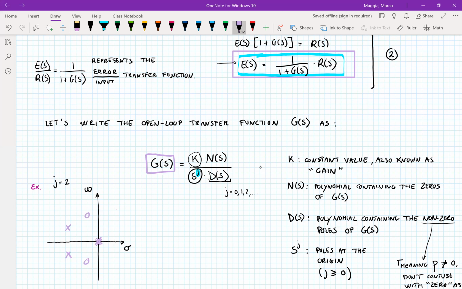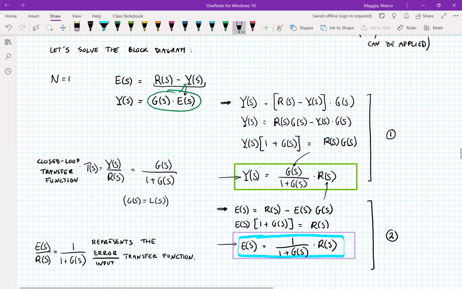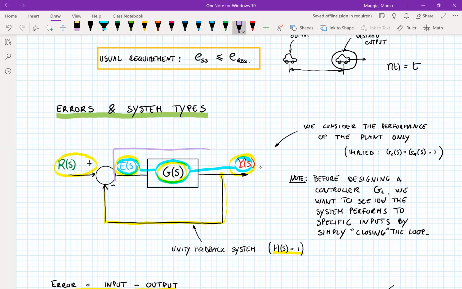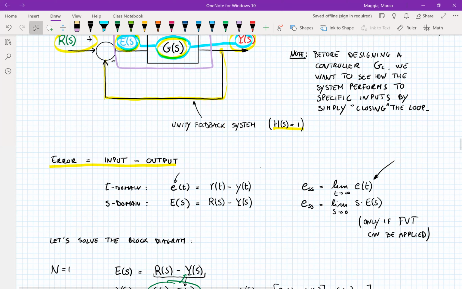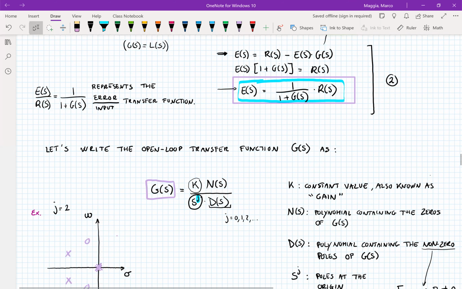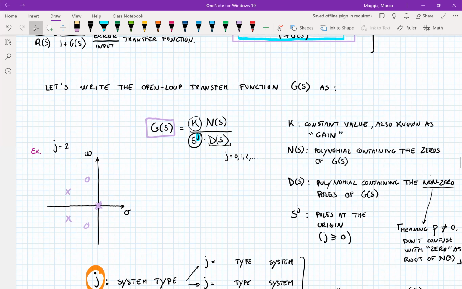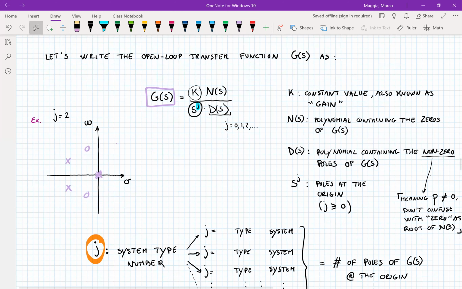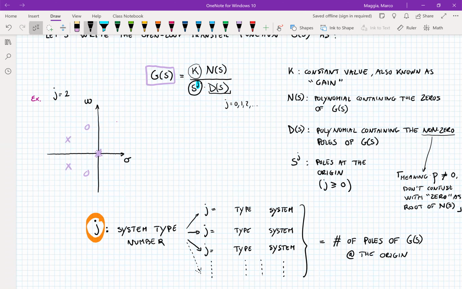Let me repeat it once again. We're talking about the open loop transfer function, whatever is on the upper branch, not the closed loop transfer function T. So the number of poles of the loop function or the open loop transfer function at the origin is the system type number. So if J is equal to 0, then we're dealing with a type 0 system. If J is equal to 1, we have a type 1 system. In this example, J is equal to 2, so we have a type 2 system, and so on and so forth.